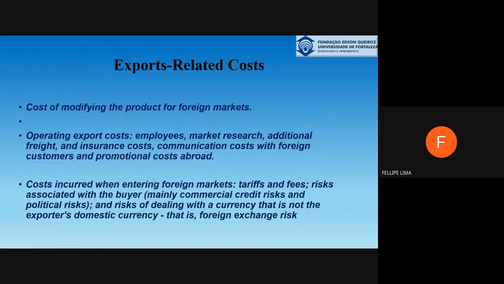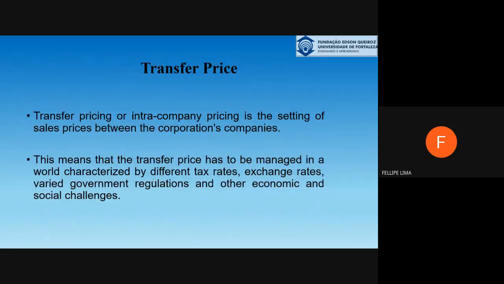Export related costs. I think I go back. Okay, sorry. The transfer price, transfer pricing or intra pricing, is the set of sales prices between the corporation's companies. That means that the transfer price has to be managed in a world characterized by different tax rates, exchange rates, government regulations. So if you are the owner of two companies in two different countries, you have to think about the prices between those two companies.